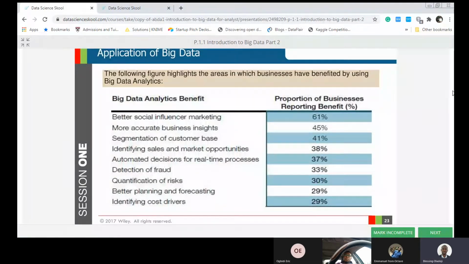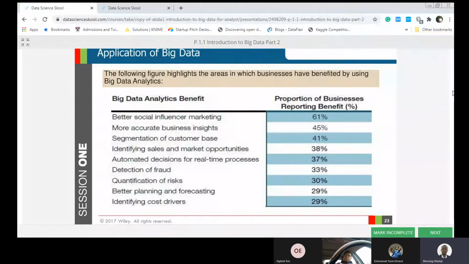So in trying to determine the segmentation of your customer base, how do you split all of these customers into different groups? Big data can be applied in that case.